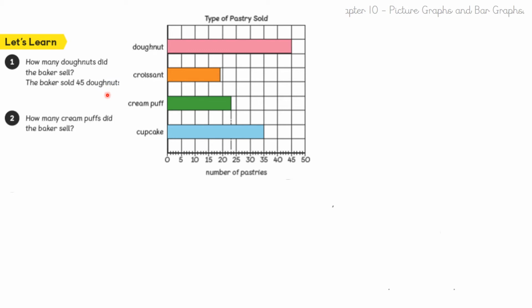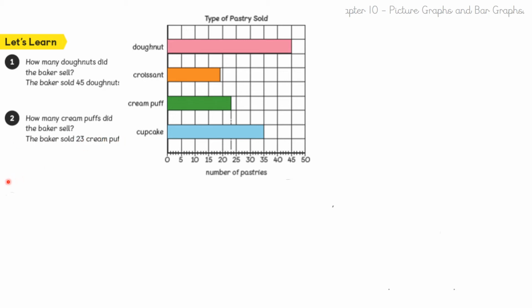Now, how many cream puffs did the baker sell? Now the cream puffs are this green bar. And what I'm going to ask you to do is to draw a dotted line down your paper all the way up to the scale so you can find how many cream puffs did the baker sell. So he sold, if we look down, we can see that it goes 20, 21, 22, 23 cream puffs. So I'm going to say that the baker sold 23 cream puffs.